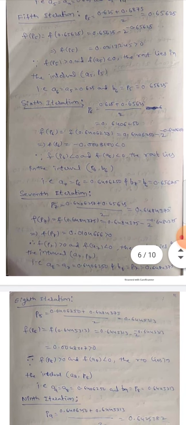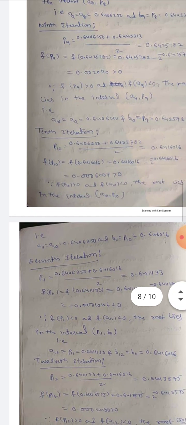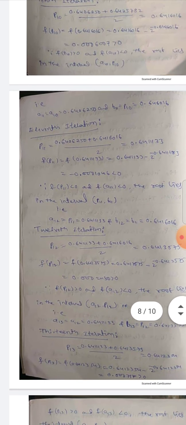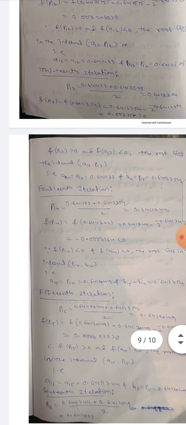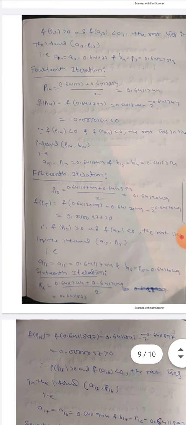Seventh iteration, p7 is equal to... There are 17 iterations in total.